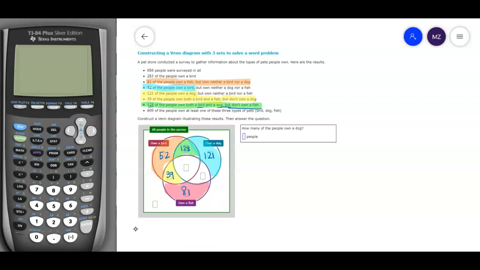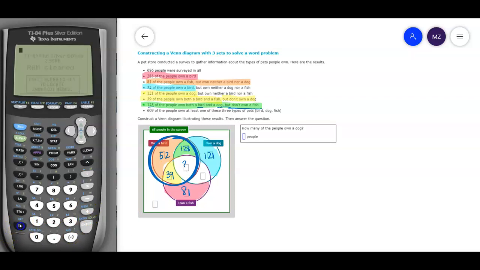All right, so now we have 283 people own a bird. So whenever we go to the bird circle, we can see this is the bird circle, right? So in total, it should be 283. We are missing only one number, so that number is obviously going to be 283 minus the sum of all these numbers. We can use the calculator for this.